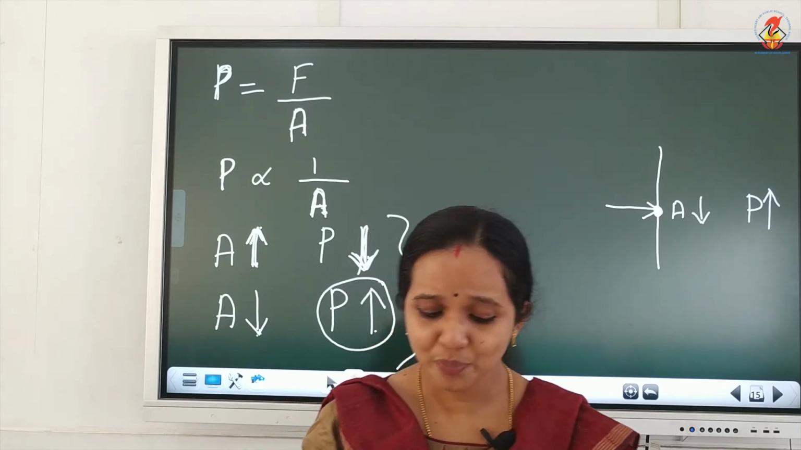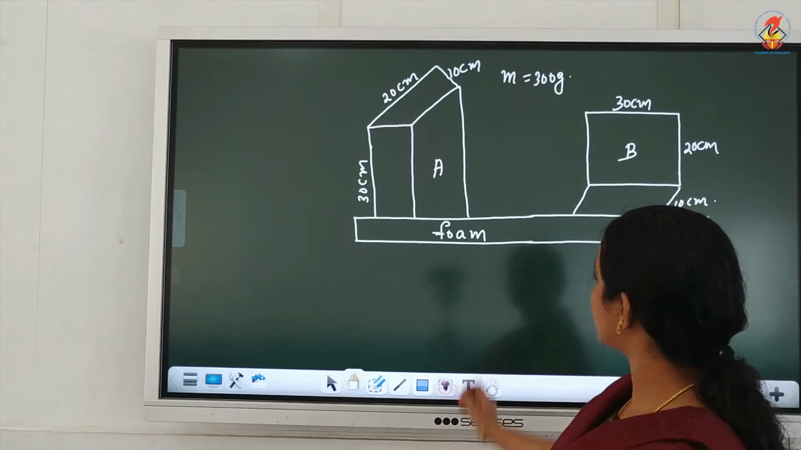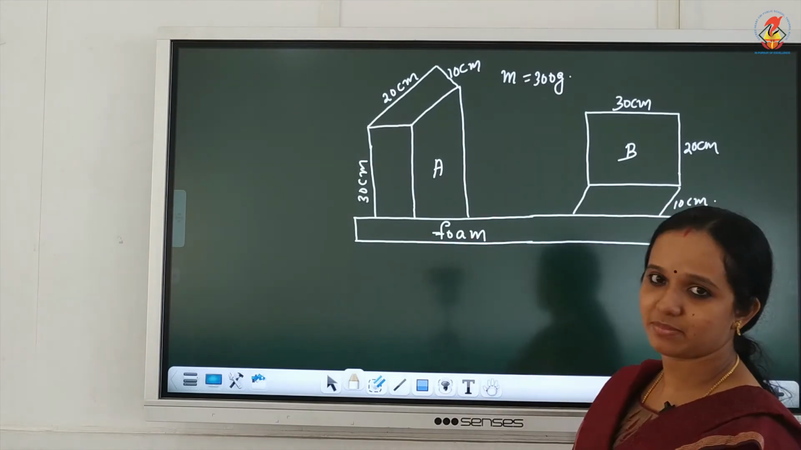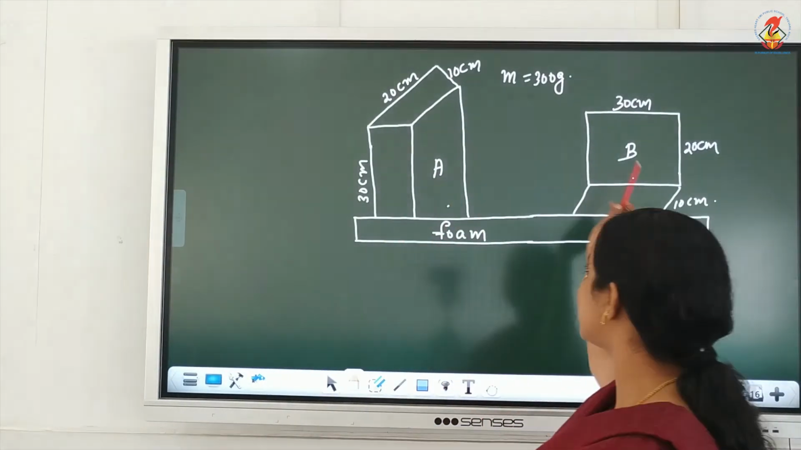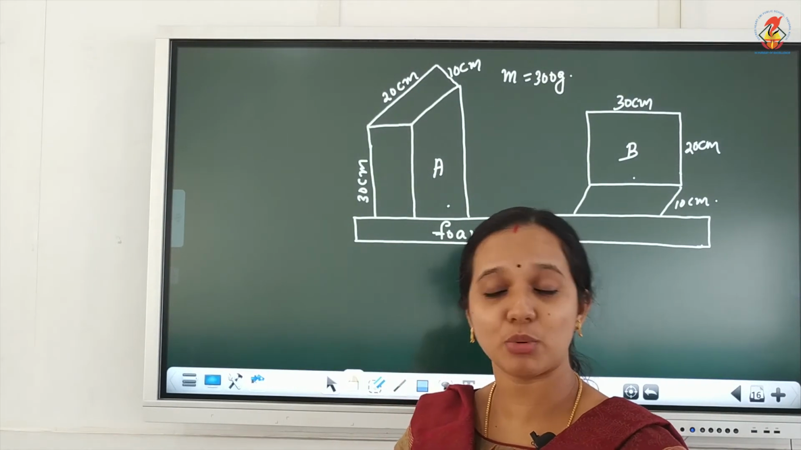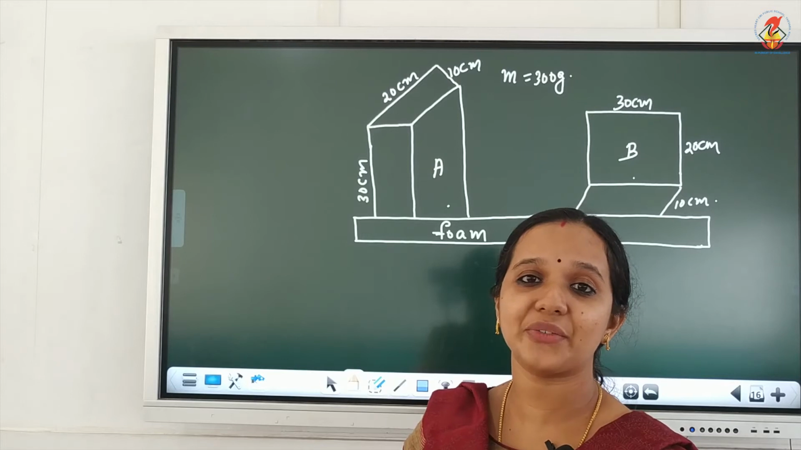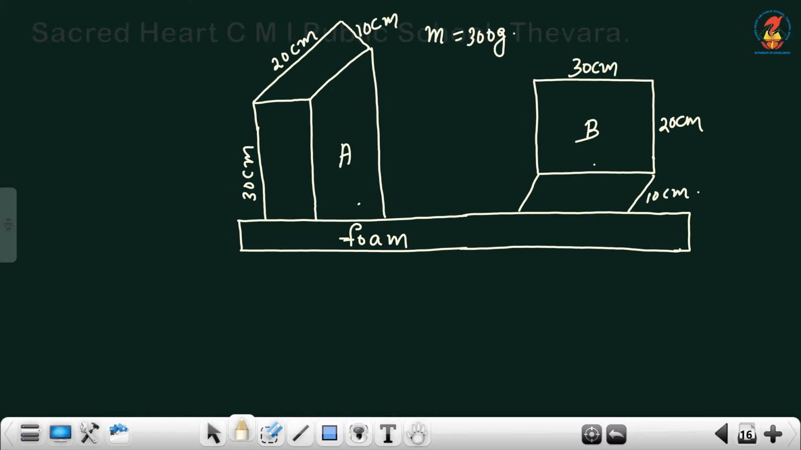Okay. Now, let us consider another example. Consider a foam and two identical metal blocks A and B of mass 300 gram each. Both the metal blocks have mass 300 gram, and the length, breadth and thickness of the metal blocks are 30 centimeter, 20 centimeter and 10 centimeter respectively, and both are identical and both are kept on the foam.